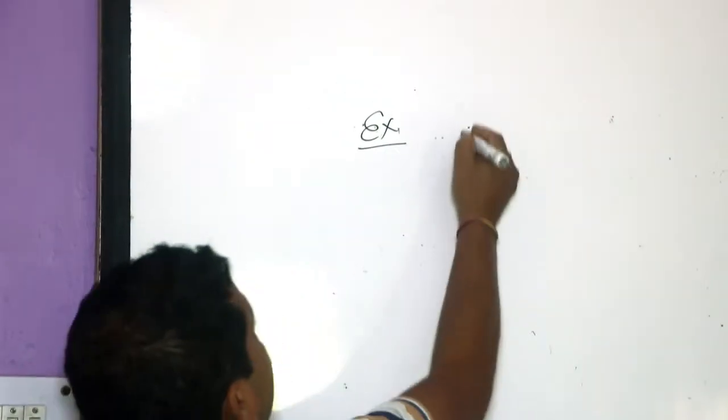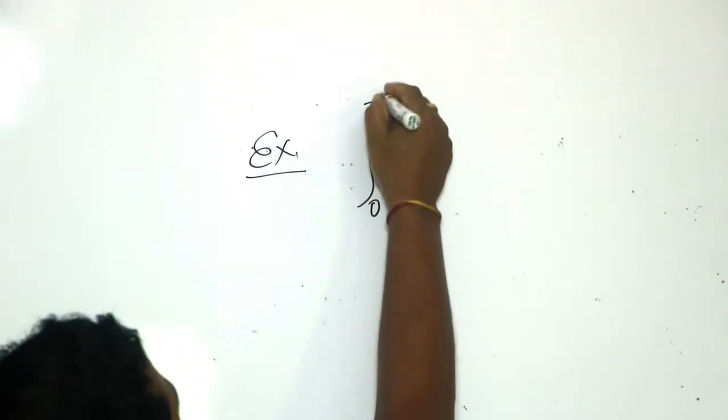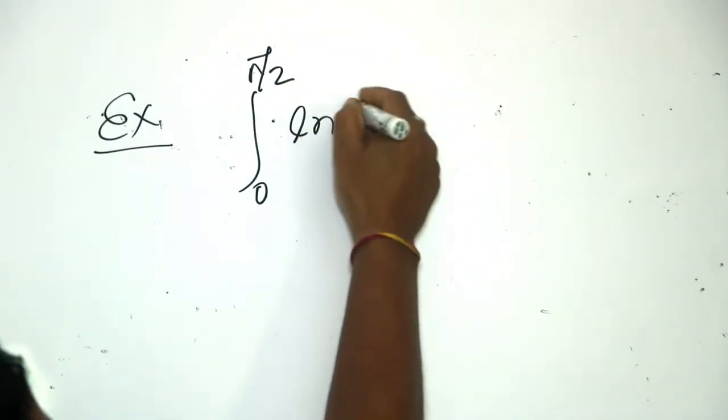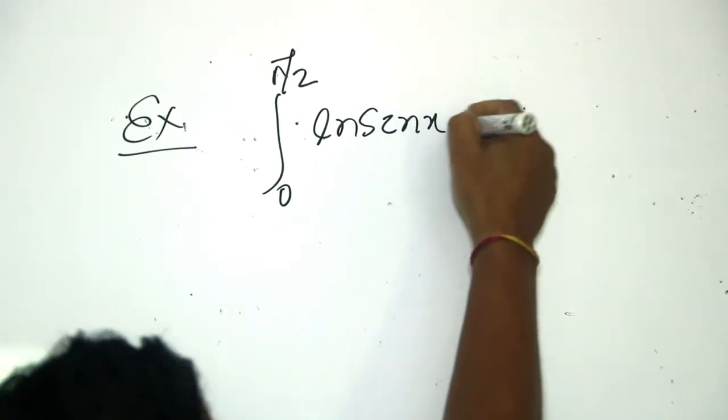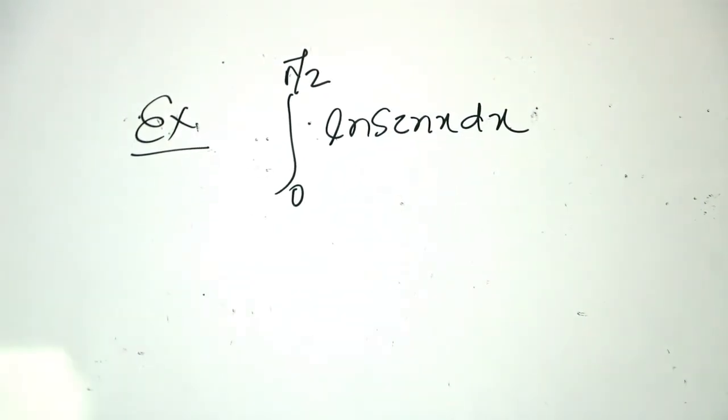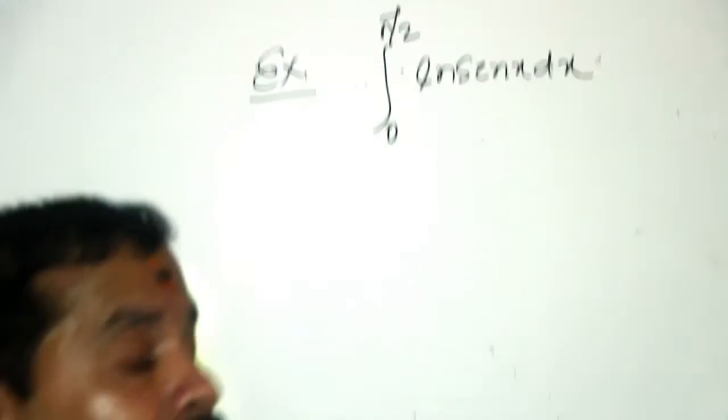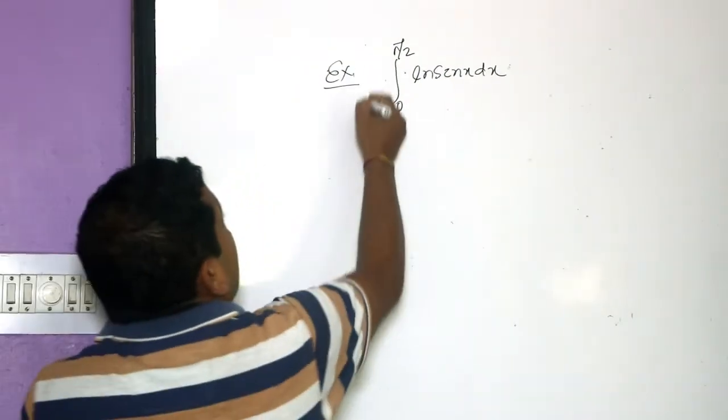Lastly, one example, and that is an important example which is also given in your textbook, Example B, page number 311. Integration from 0 to pi by 2 of log sin x dx. How to evaluate this integration? This is an important one. Taking it as I.